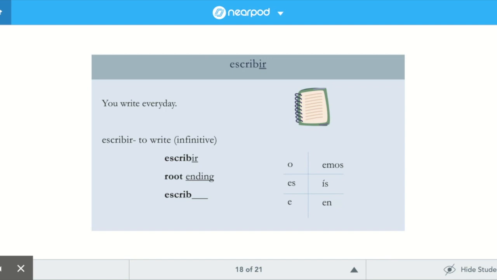So our subject, el sujeto, es tú, you, informal. So this would be our ending, es. That's what we would put right next to the root of our infinitive escribir. So, tú escribes todos los días. You write every day. Again, if we just said escribes, that literally means you write. We don't even need to put tú in there, but we can. Tú escribes todos los días.